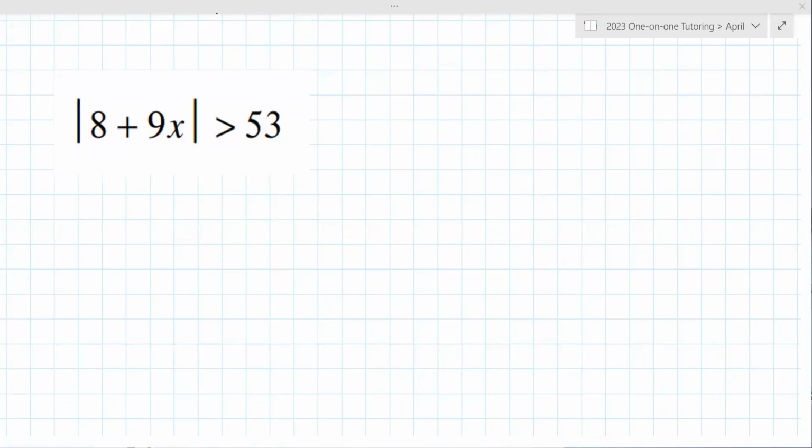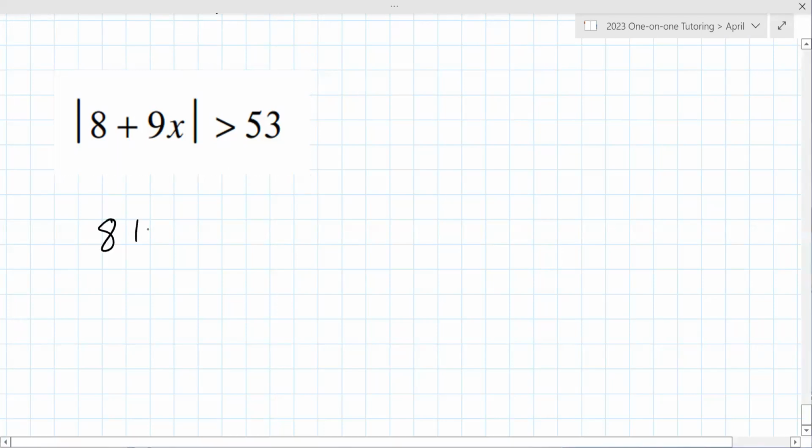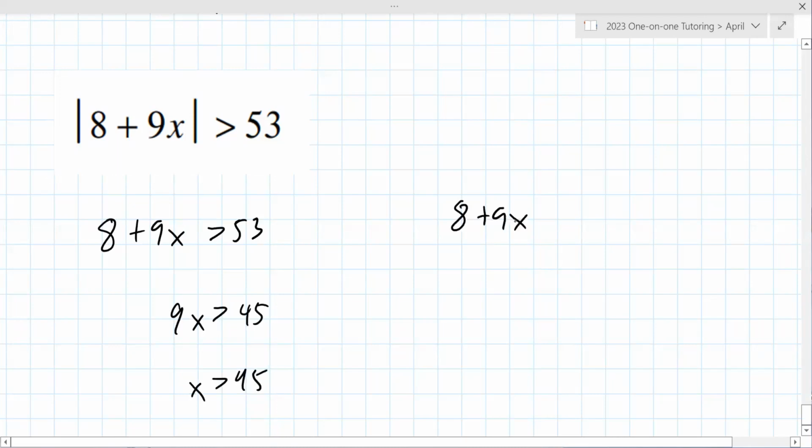X is greater than 5 or X is less than -61/9? Okay, so the first one is correct. First one is really good. 8 plus 9x greater than 53. You subtract 8, you probably get 45, x greater than 45. Now the other one is you write the same thing, but now you flip the inequality and negate it. -53. And then I subtracted 8.